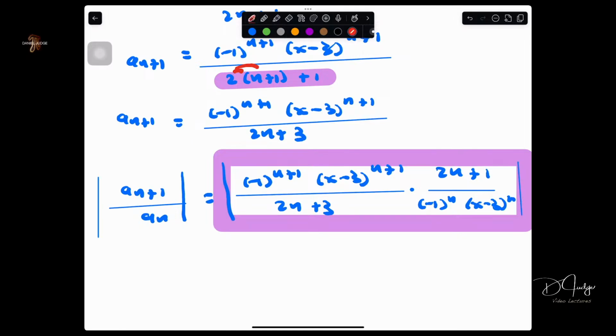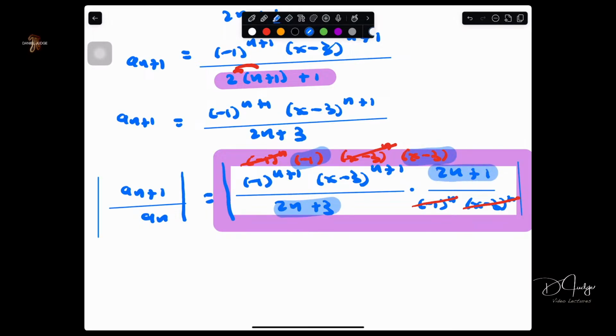Here's some of that algebra. Negative 1 to the n, negative 1. x minus 3 to the n, x minus 3. And I think that's it. So we can do some cancellation now. Negative 1 to the n goes away. x minus 3 to the n goes away. And that's about it. So let's go back and see what is left very carefully here.